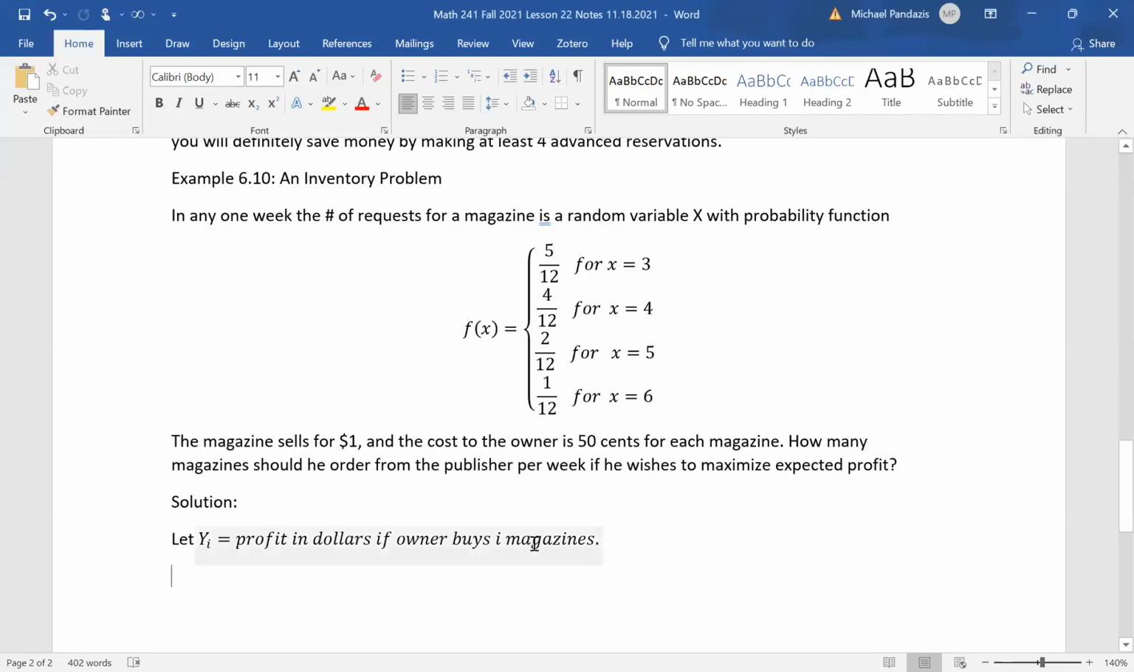Okay, so this is the problem, and we are finding the expected value of each possible value, each possible y sub i. To illustrate this problem better, I'm going to put a table on the whiteboard. This is our PDF function. Let me go to the whiteboard.